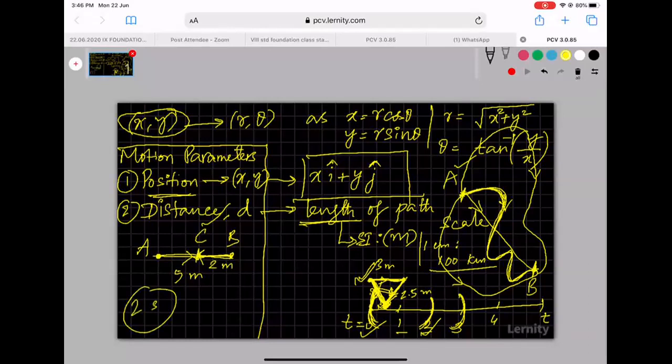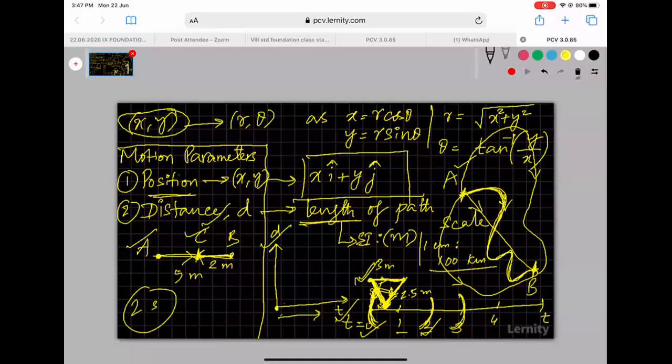The object was at A, now it is at C. It has moved through 3 meters in a total of 2 seconds, but it has moved totally 7 meters in 2 seconds. Basically, what I'm trying to say is if you try to draw a graph between distance and time, when time is increasing, distance can never decrease. When you draw a graph between distance and time, as time increases, the graph of distance versus time can never decrease.